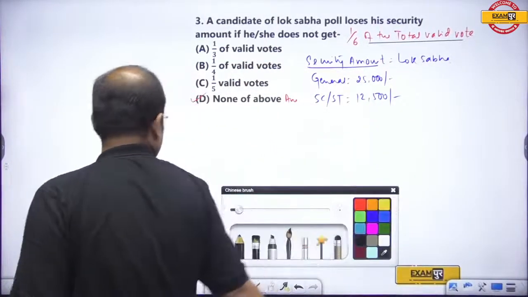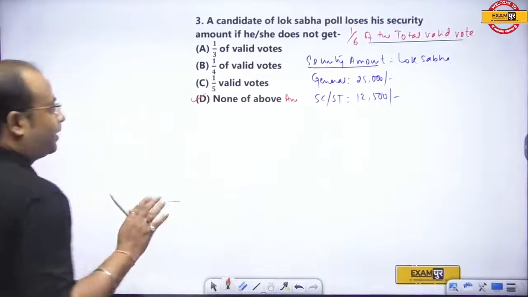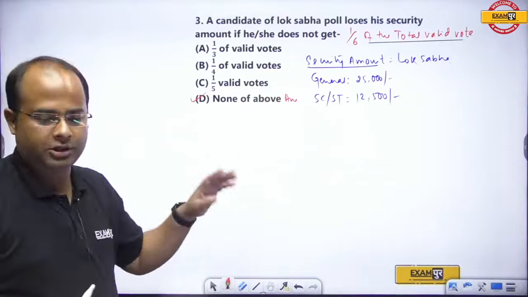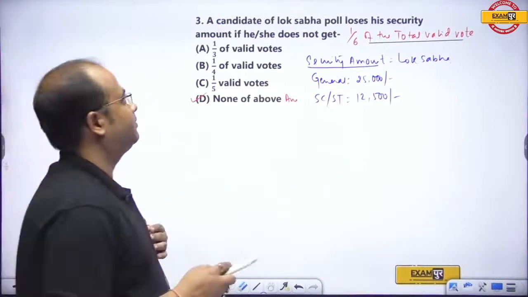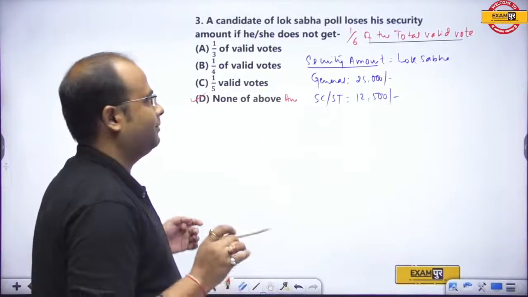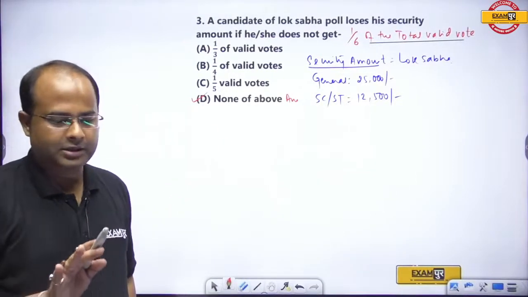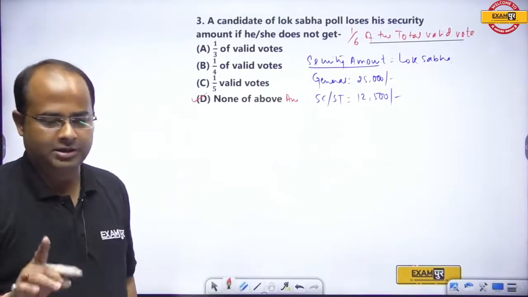So for general OBC that is 25,000, SC ST 12,500, and if you are unable to get 1/6 of the total valid vote, then your security deposit will be confiscated. That means you will not get your security back. Simply it means you will not get your security back. So correct answer will be, guys, option D, that is none of the above.